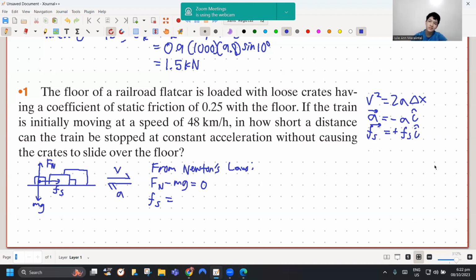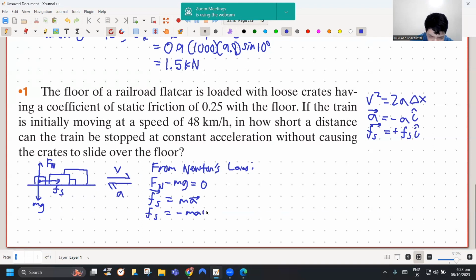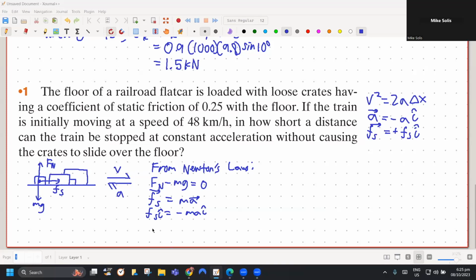Now, using Newton's second law in unit vector notation, the ma vector equals the Fs vector. Now plug in the expressions in terms of unit vectors. Okay, so that's the correct sign. If you remove the unit vectors, Fs equals negative ma.